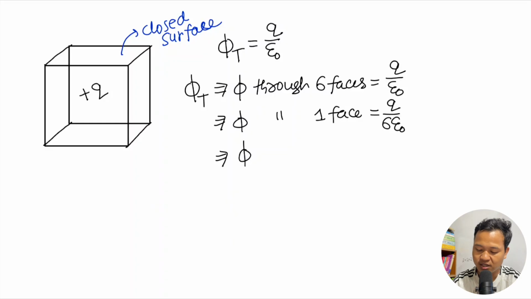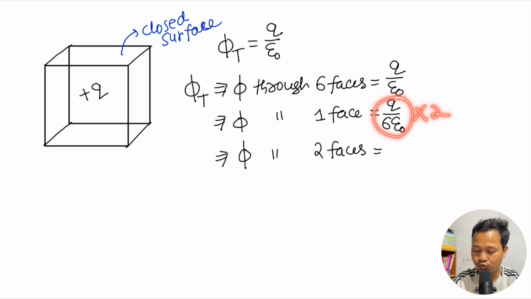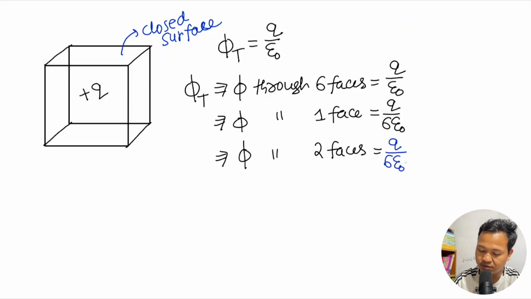So suppose I ask you the flux due to, let's say, two faces. Now I know the flux due to one face, so multiply by two. Q by 6 epsilon naught into 2 times. That means Q by 3 epsilon naught is the flux due to two faces.